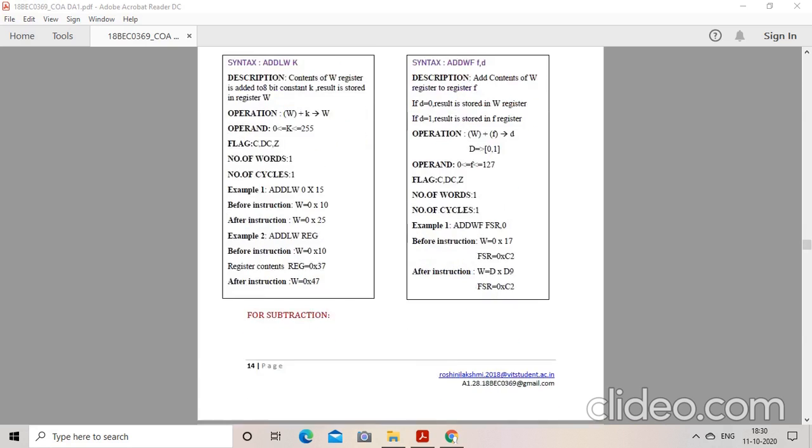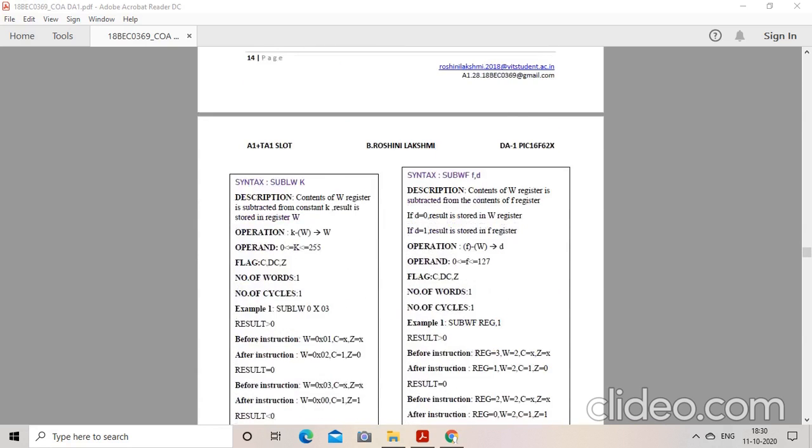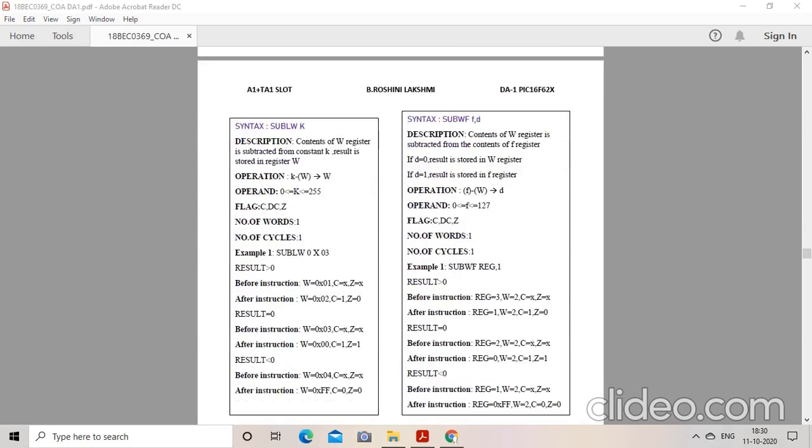And coming to the subtraction now. The syntax is SUBLW K. Here the operation involved is that the contents of the W register are subtracted from the constant K, and the result is stored back in the register W. The same flags are affected here also: C, DC and Z. K is from 0 to 255.